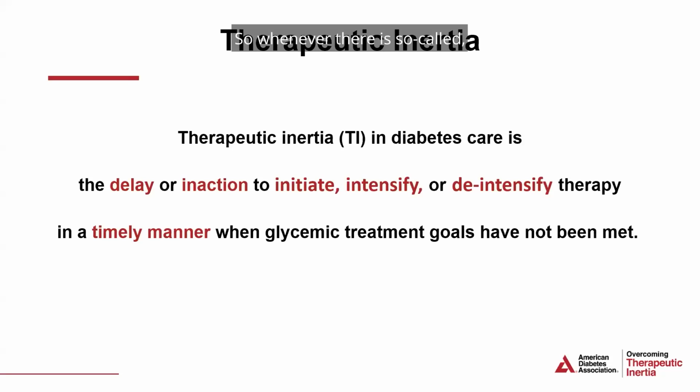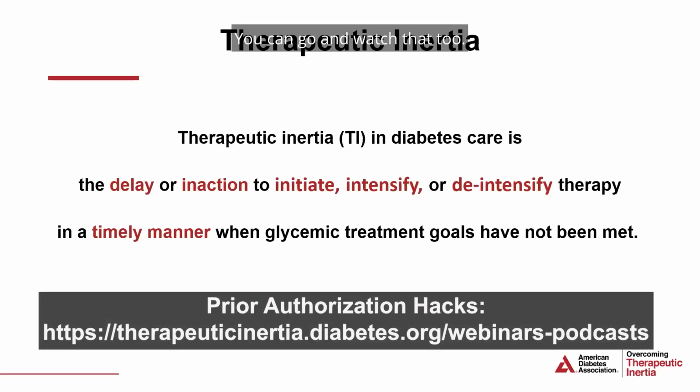So whenever there is so-called non-adherence or non-compliance, we should probably look for more information. What is the barrier? Is there anything that you can fix? Does our recommendation not fit into the patient's lifestyle? Then how can we modify our recommendation? If the insurance is not covering this particular medication, can we get a similar medication, or can we do a prior authorization? The OTI initiative just had a webinar a few months ago on prior authorization tips. So the webinar is on the OTI website. You can go and watch that too.